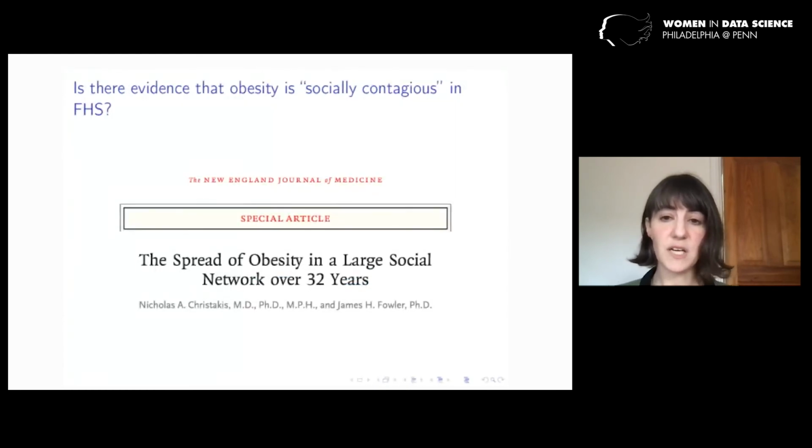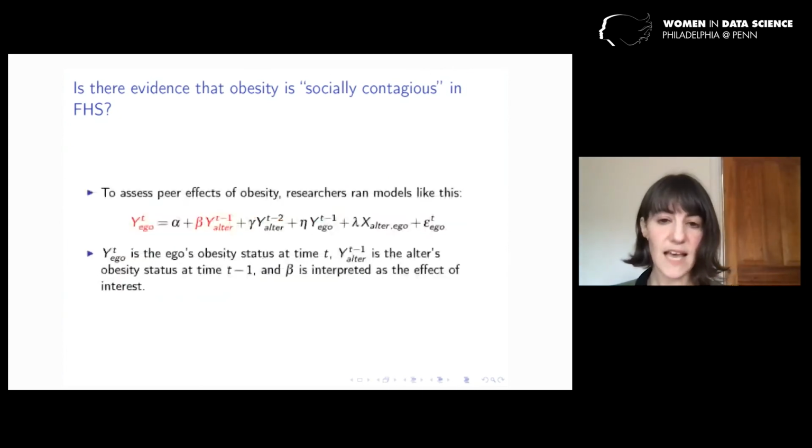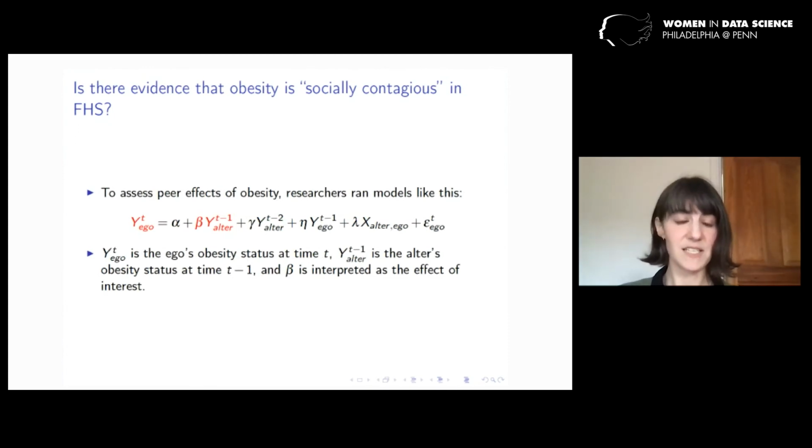Then we took the paper that arguably launched a movement of interest in studying peer effects using network data. This paper purported to find evidence of peer effects or social contagion for obesity. So to assess whether there are peer effects for obesity, the authors ran pairwise alter ego regressions. The ego is the person who furnishes the outcome for the regression. It's the person whose obesity we want to explain. And the alter is one of their social connections.